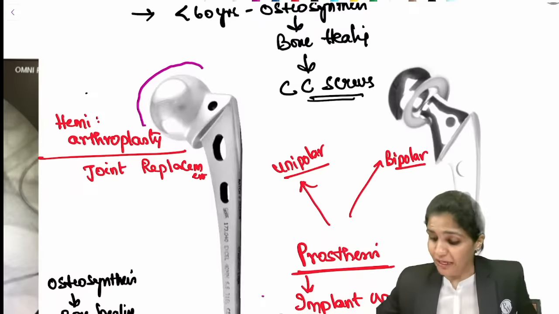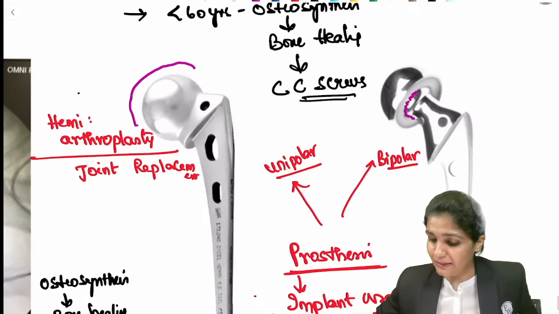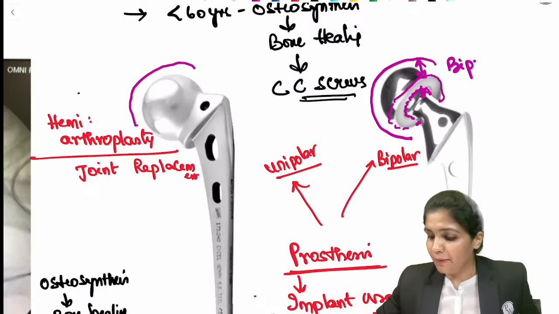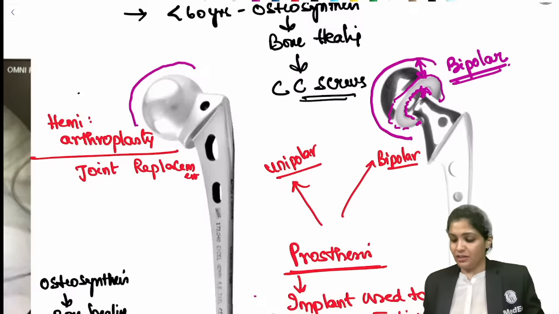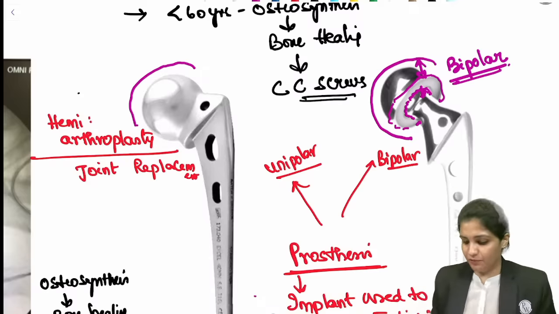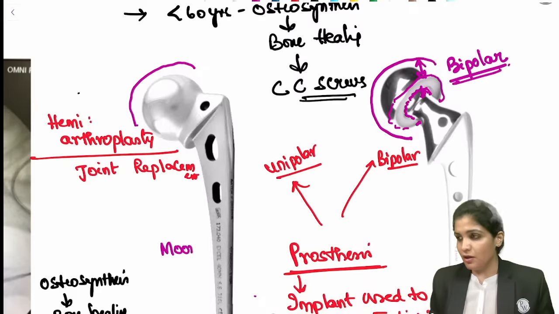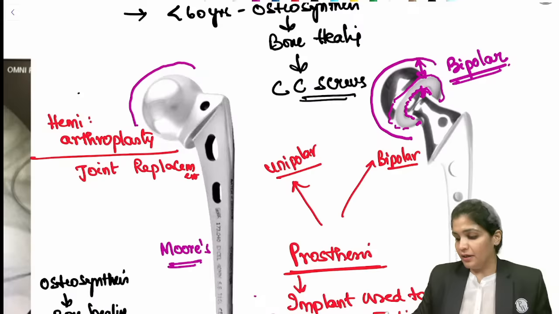unipolar. But here if you carefully observe, there is one circle inside, and over this there is one more circle, and then comes the acetabulum. So there are two circles. The movement is between this and this and this and this. That is why it is called bipolar. Dual movements occurring. So this is unipolar and bipolar. If you identify this prosthesis, it is your Moore's prosthesis. This is your bipolar prosthesis, right?